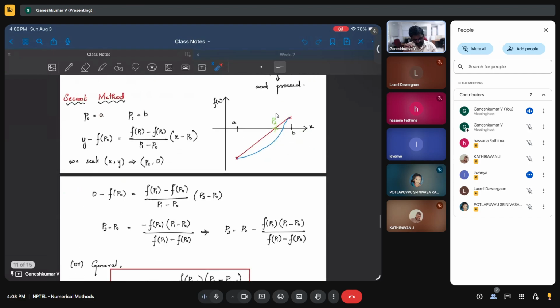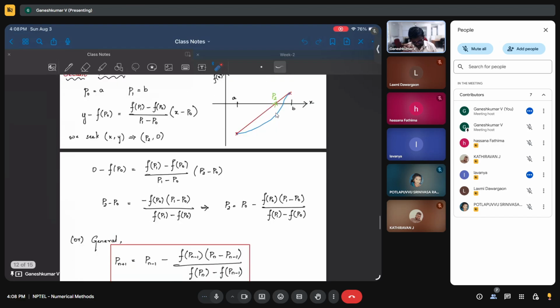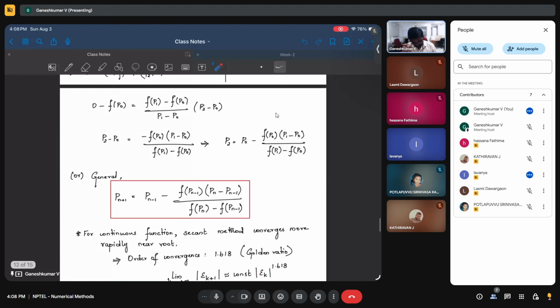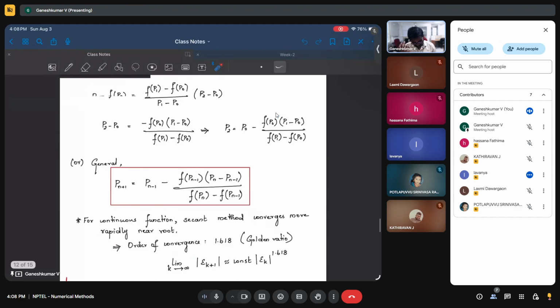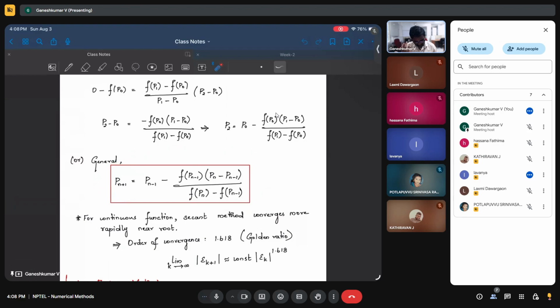Okay, so the secant method, as I said, you will draw a line and see where it cuts the axis, and you use these three values to find where the root lies. Basically, we will try to express this line. We will put an equation of line for this, and then we will equate this with the function, and then you will end up having something like this: Pn plus 1, Pn minus 1.